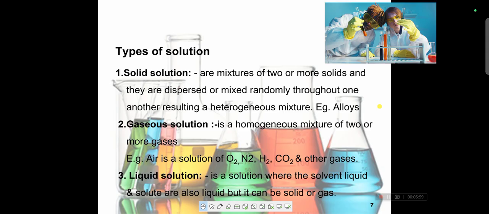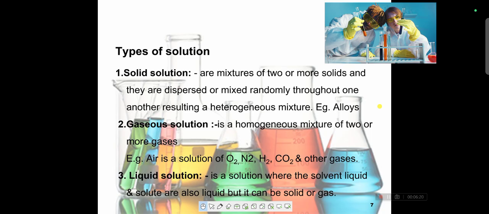Now the second type of solution is the gaseous solution. A gaseous solution is a homogeneous mixture made up of two or more gases. For example, air. Air is an example of a gaseous solution. It consists of oxygen, nitrogen, hydrogen, carbon dioxide and other gases as well.